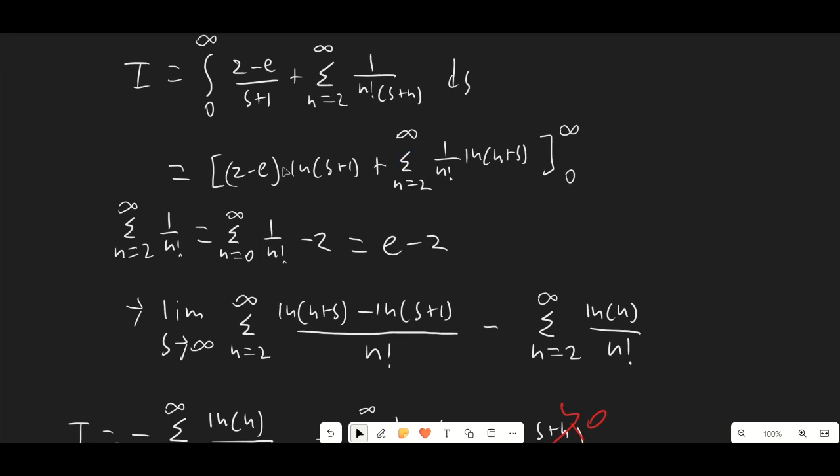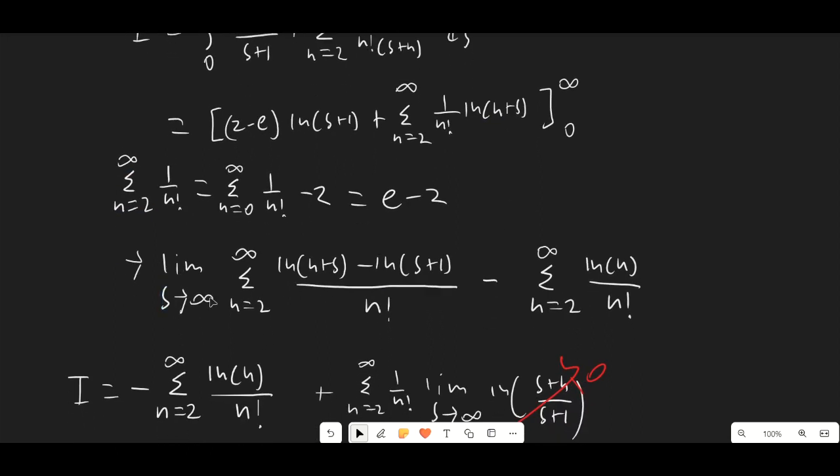So we can actually write this as negative the sum from n equals 2 to infinity, and we can combine both of these summations into one summation. So we get the limit as s goes to infinity of the sum from n equals 2 to infinity of natural log of n plus s minus ln of s plus 1, over n factorial. Minus, when we evaluate at 0, this term just disappears since we have natural log of s plus 1, and we just end up with this term. So minus the sum from n equals 2 to infinity of natural log of n over n factorial, just plugging in s equals 0.